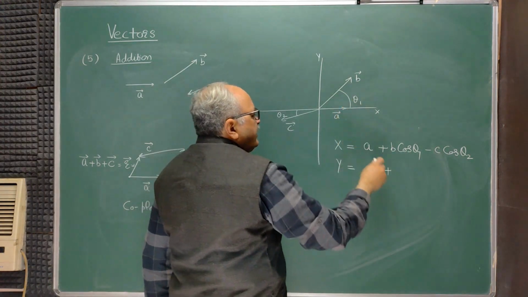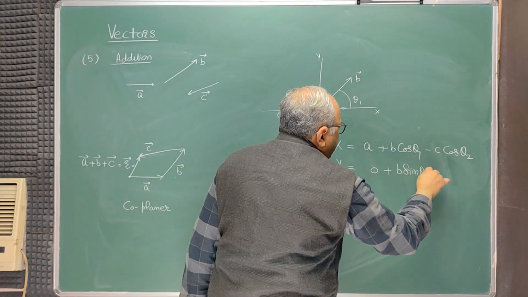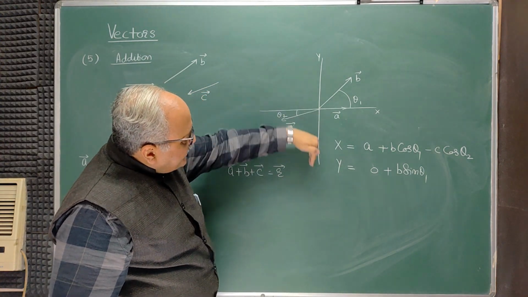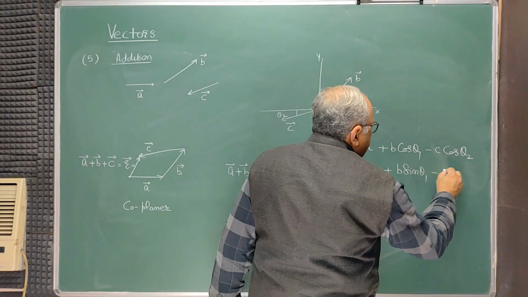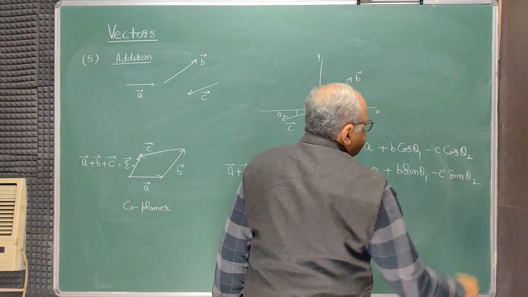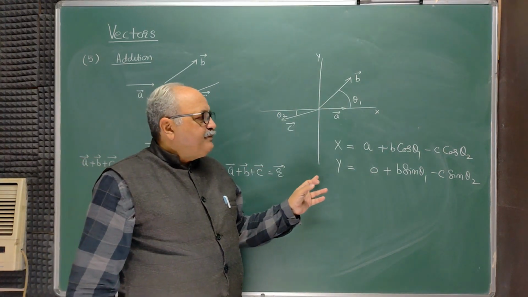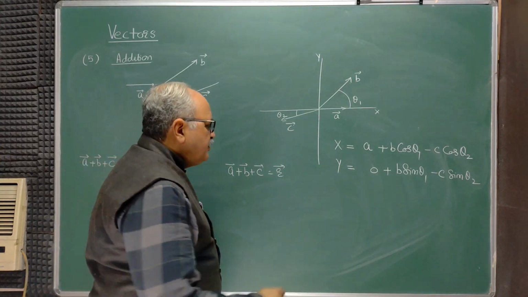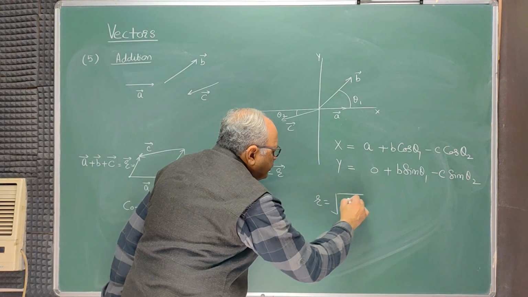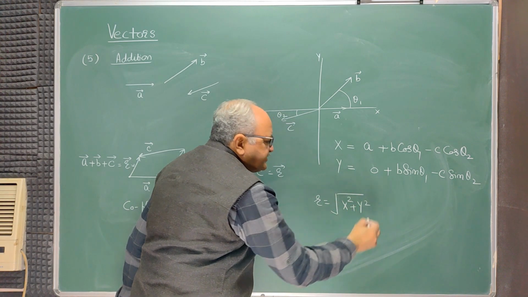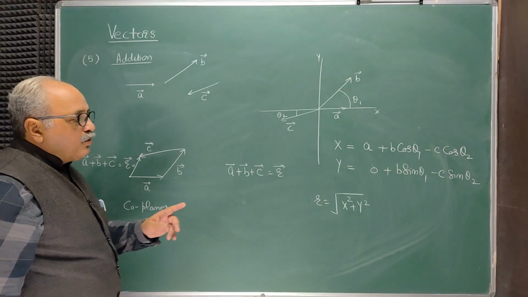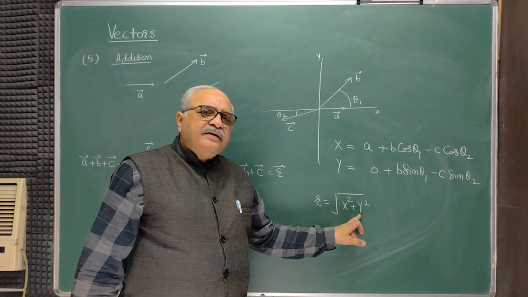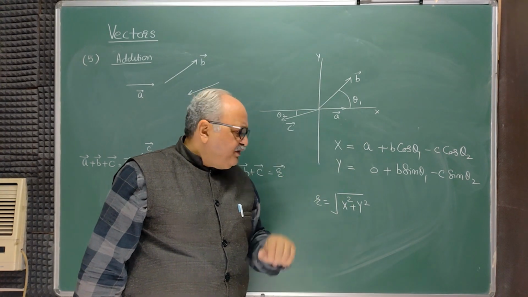What about B? B will give you B sine of theta 1, and C, since again its component in the y direction is negative y, we'll write this as minus C sine of theta 2. Once you get this, if there are 4 vectors, you have to do 4 similar things. But once you get this, your resultant magnitude is going to be the square root of x square plus y square. I'm not writing here the cos of the angle between x and y, since components x and y are at 90 degrees, so cos 90 is 0, so that part is not to be written.